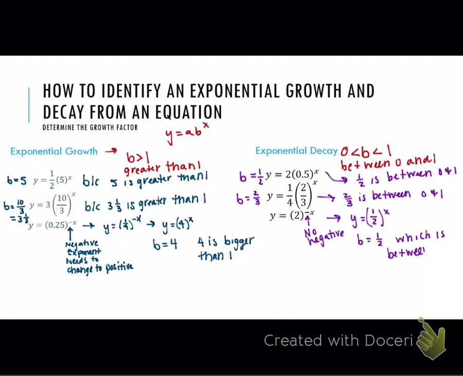So does your a value matter when you're determining growth or decay? Does this front number matter? No, you're just looking at the base, the b value, which is your growth or decay factor. And you must have a positive exponent. So if you see a negative exponent, make sure you reciprocate that. So what questions do you guys have about doing things from an equation? We've done graphs and equations, so the next thing is tables.